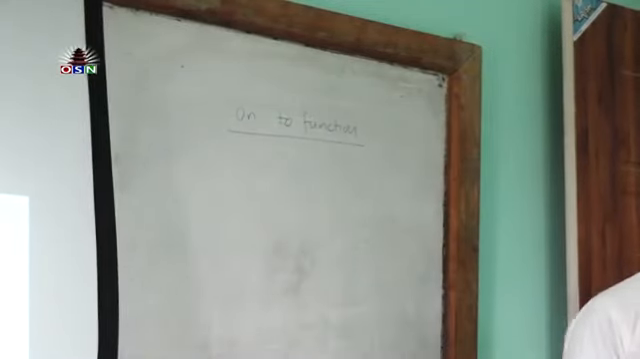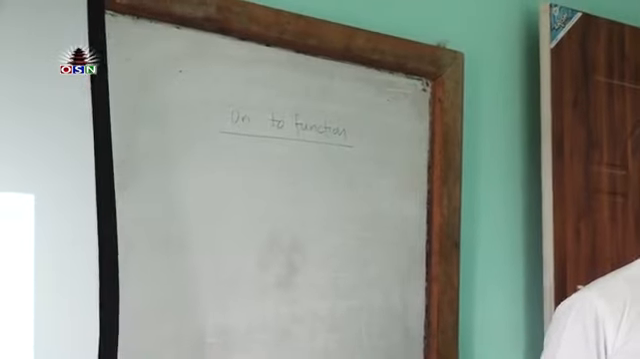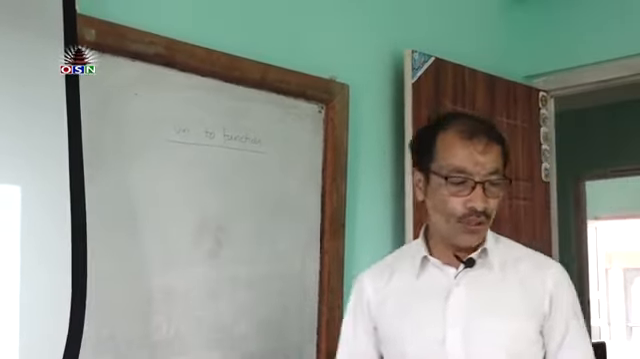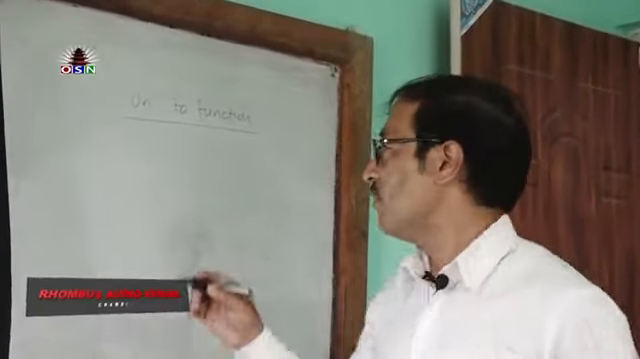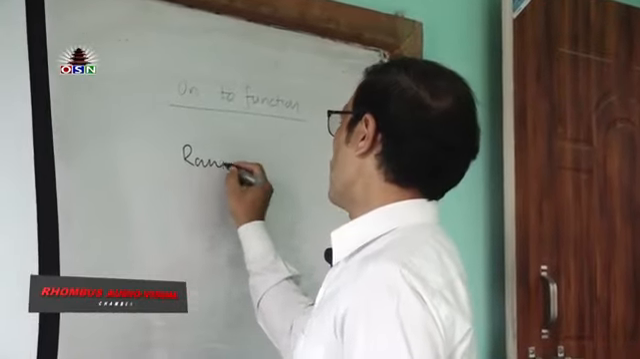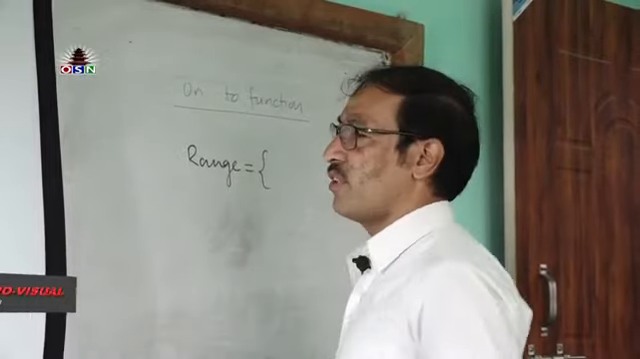Okay, I think to understand onto function, you should know what is meant by range and what is meant by codomain. First of all, you should understand range. What is meant by range? First, you have to understand.